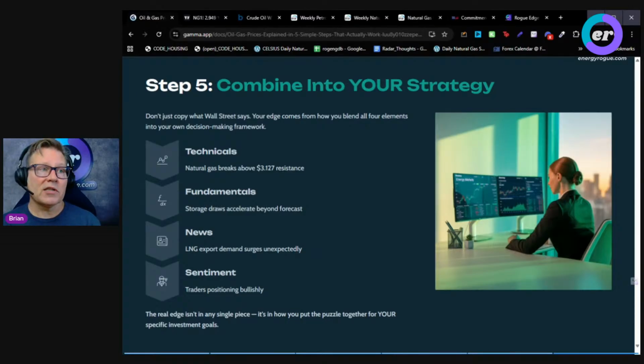This is part of the reason that oil and natural gas traders, hedgers, and industry participants have to spend a lot of time evaluating different factors of the market. Each one of these could take you probably 10 to 15 hours a week.